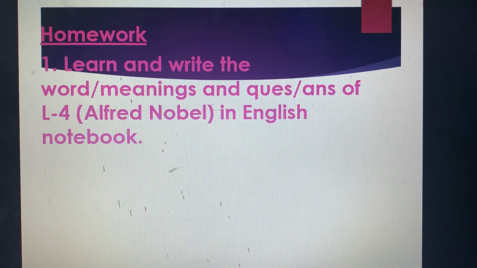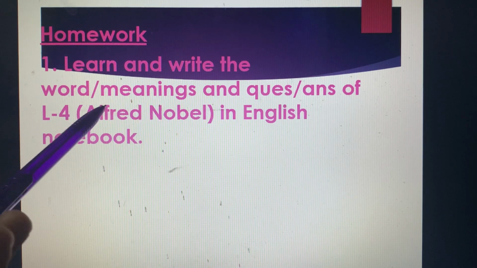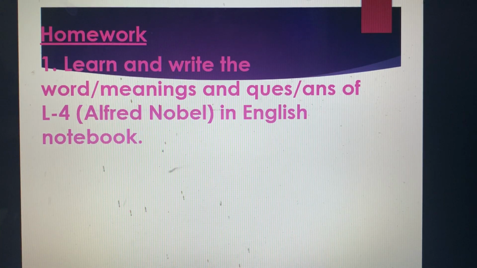Next is, what is your homework now? You have to learn and write the word meanings and question answers of lesson number 4, Alfred Nobel in English notebook. This is all your homework. Rest book exercise, you can do it on another day.